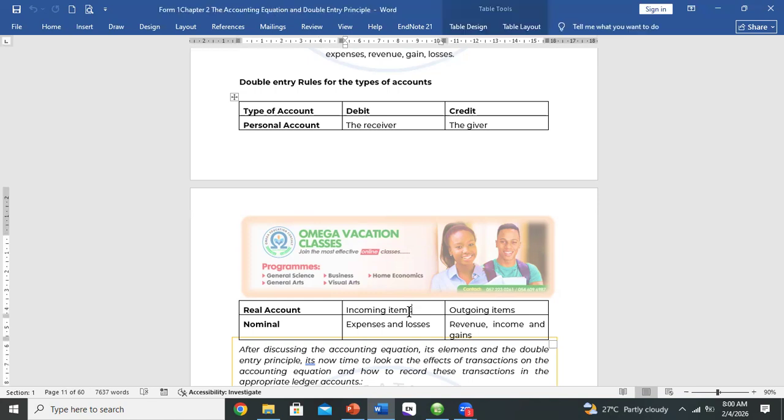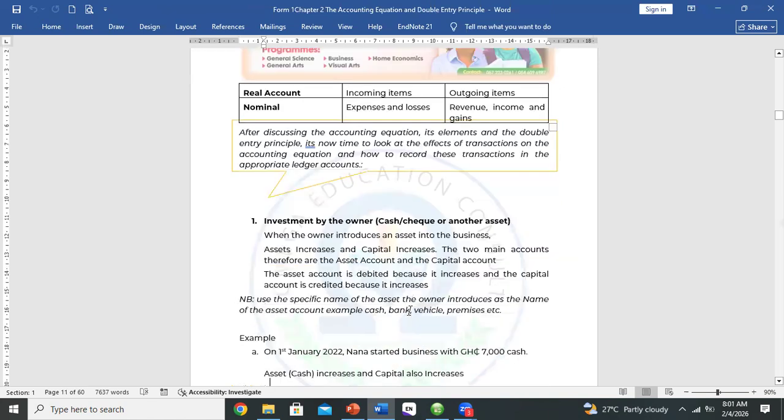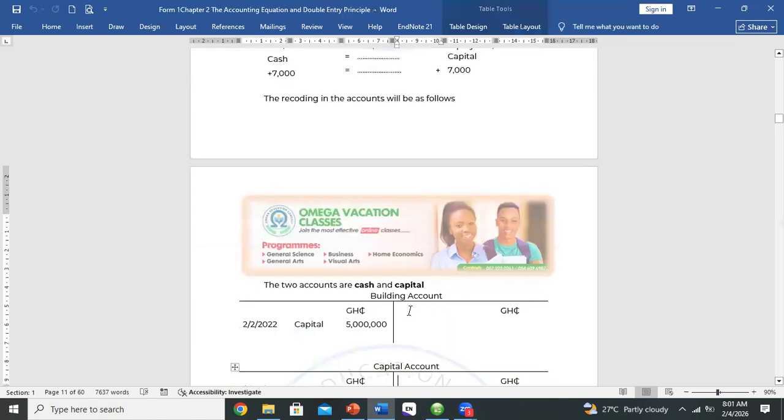The more reason why it's important for you to know the double entry rules regarding the elements of account and then the types of account. And I want to believe we have exhausted all discussions on that. Okay. The second transaction we looked at was, I think, acquisition of an asset, right?